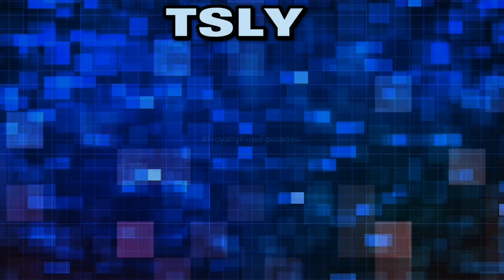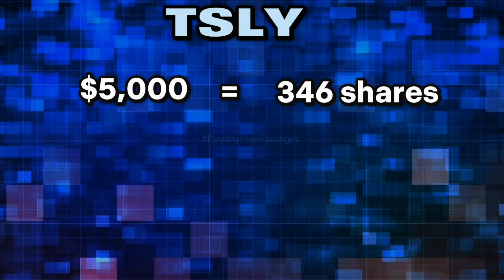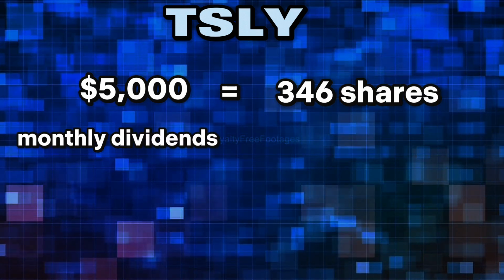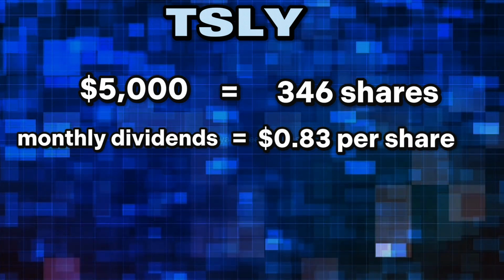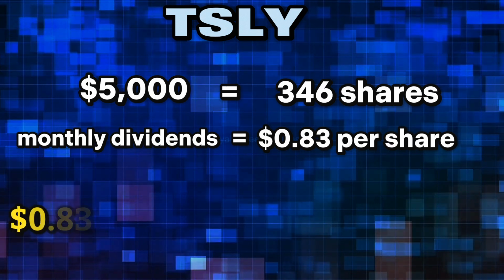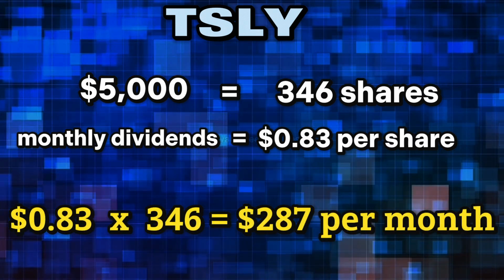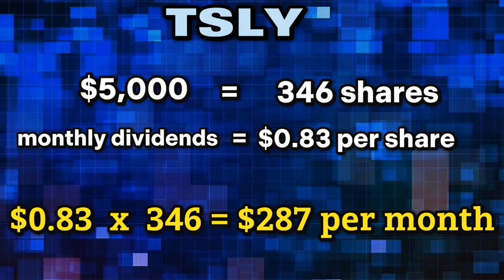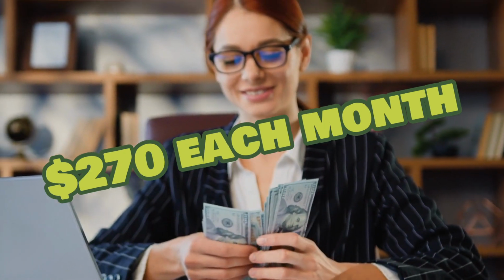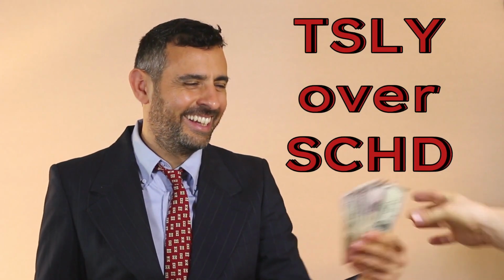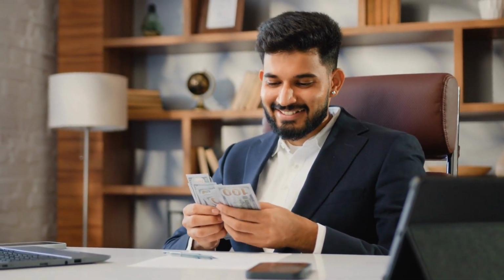The same $5,000 could buy over 346 shares due to its lower share price. TSLY pays monthly dividends, and the latest dividend is around $0.83 per share. If we multiply the last dividend amount by the number of shares, you could earn approximately $287 per month with TSLY. In theory, this means you could earn an extra $270 each month by choosing TSLY over SCHD. That is a significant difference in the amount of dividend received.